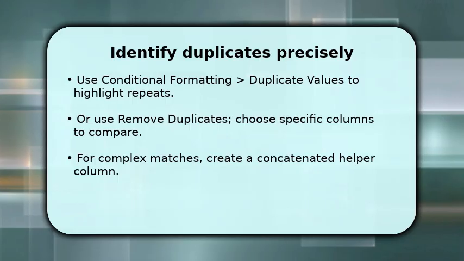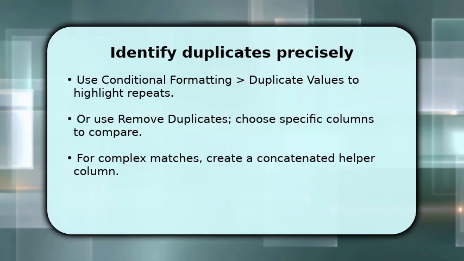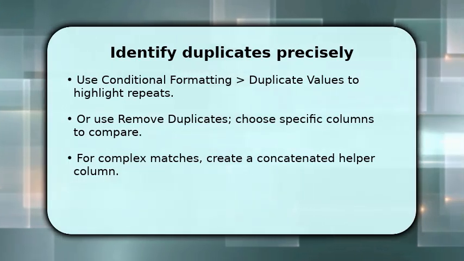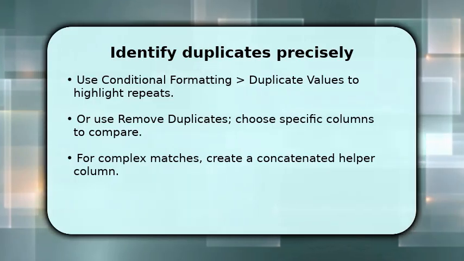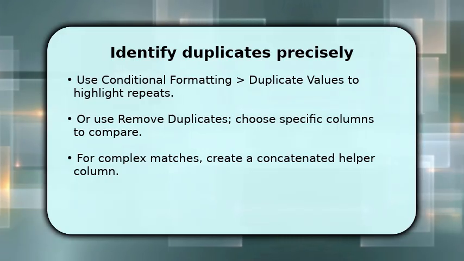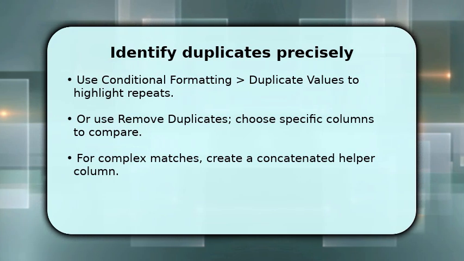If you need to act, use Remove Duplicates from the Data tab and explicitly check only the columns that define a true duplicate. Uncheck irrelevant fields to avoid false matches. For compound key detection, create a helper column that concatenates fields with a separator. Then run conditional formatting or remove duplicates against that helper.